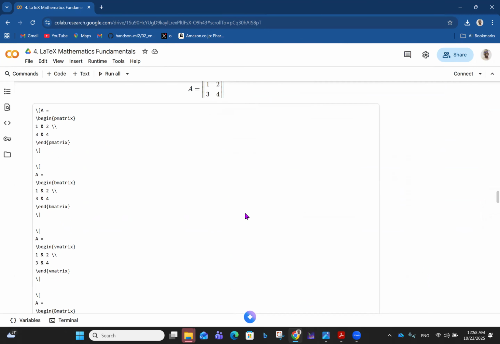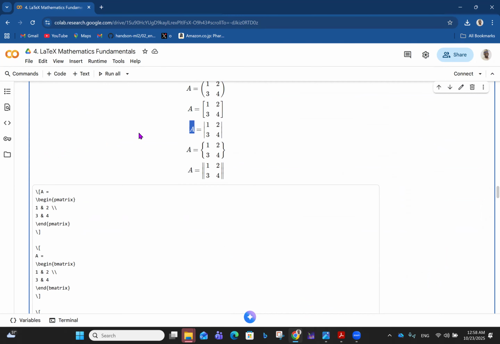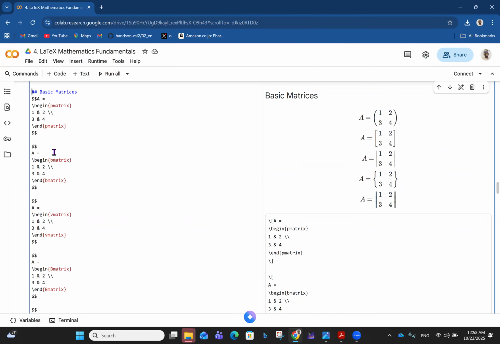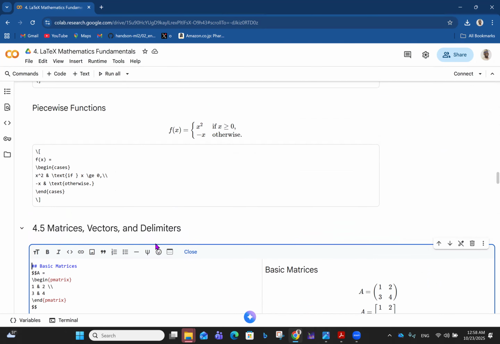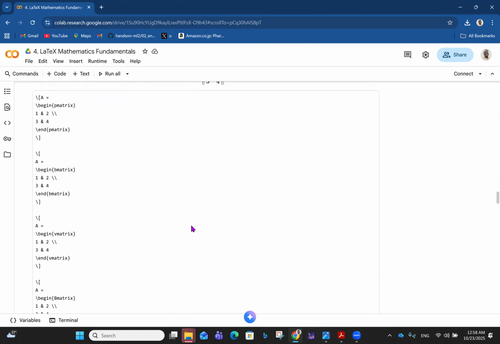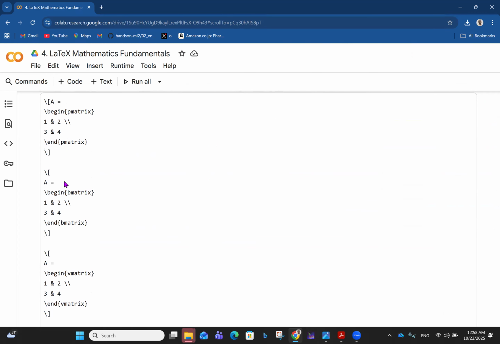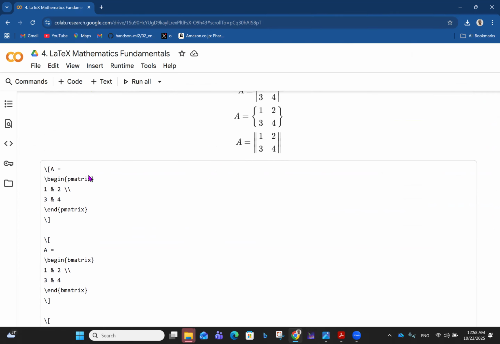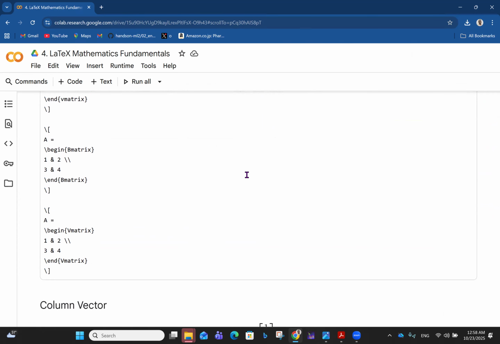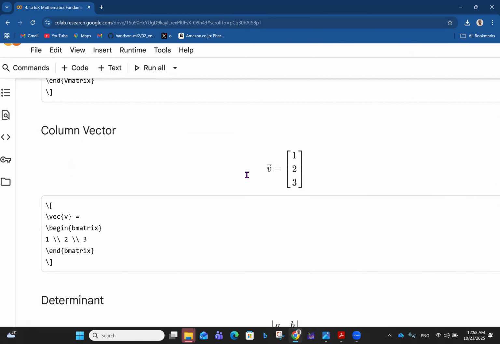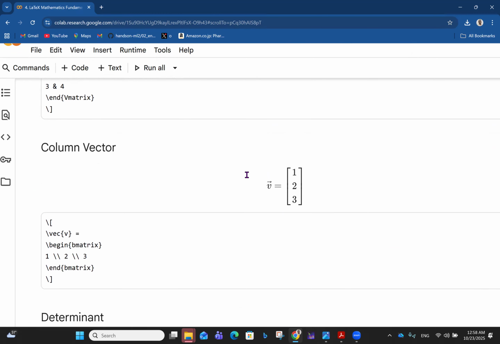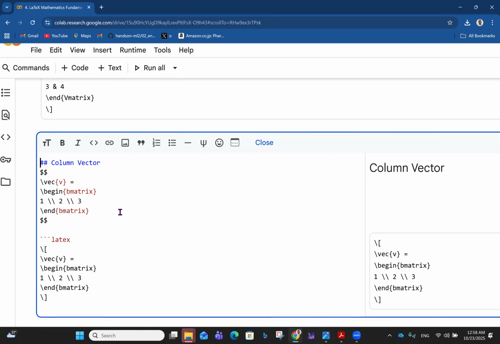So apart from double dollar, which I used for each matrix here, you can actually use backslash open square bracket and backslash close square bracket, exactly the same thing, and it's done. Therefore, column vector, this is the kind of thing you have. So you have column vector. So for double dollar, right?